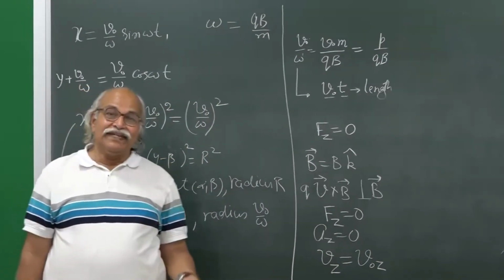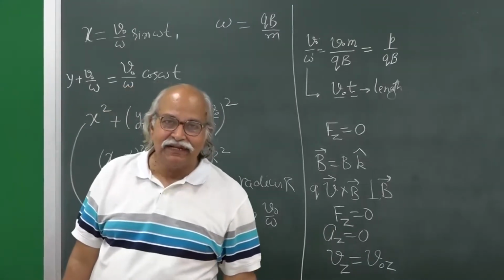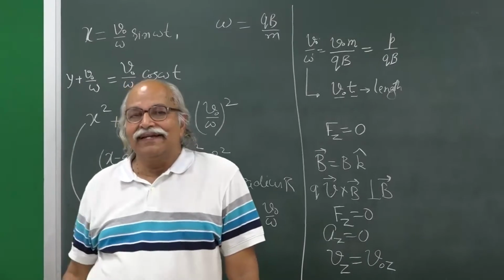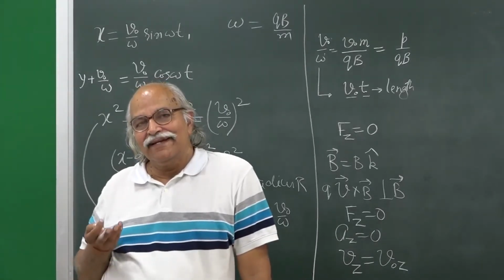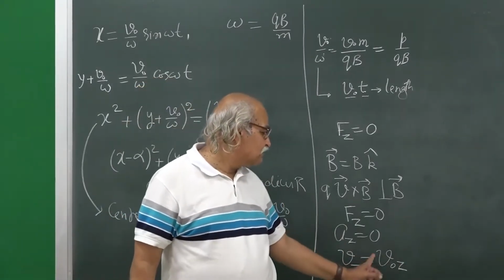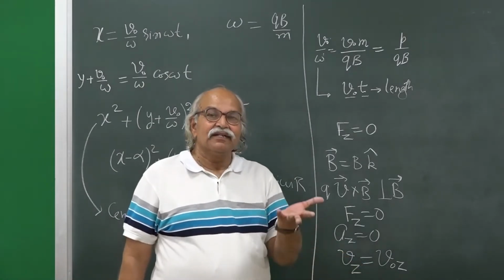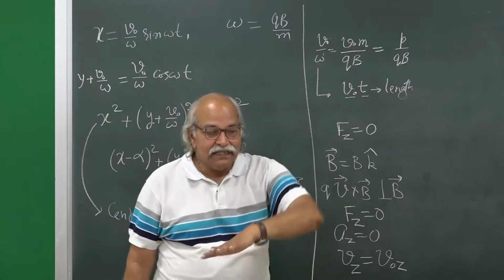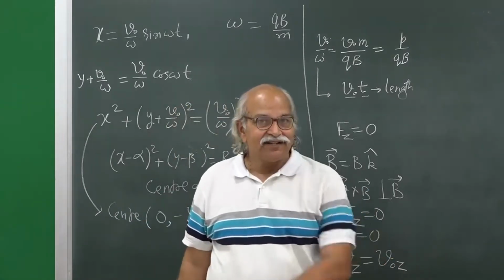So it will go in z direction. The z component or z coordinate of the particle will continuously and uniformly increase at this rate. Whatever initial component of velocity is there in z direction, with that it will continuously increase. But in x and y direction, if you only see, then yes, it is still going in a circle.